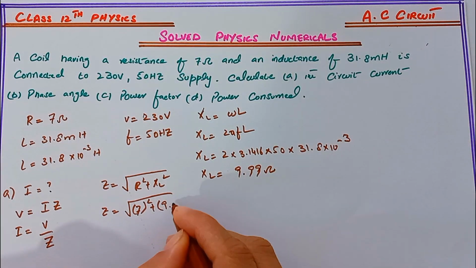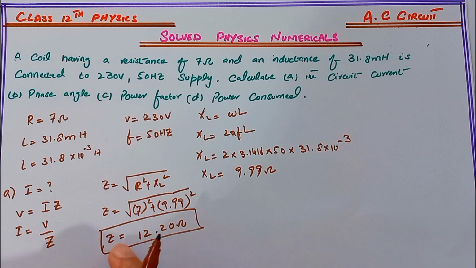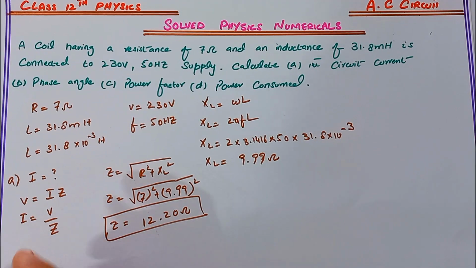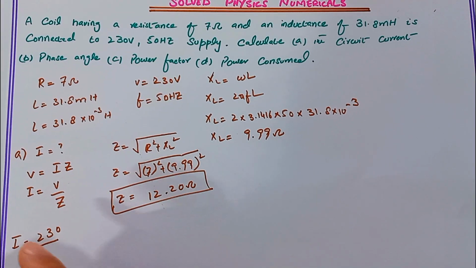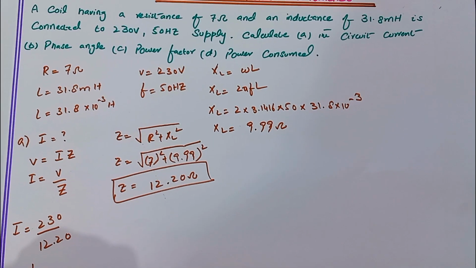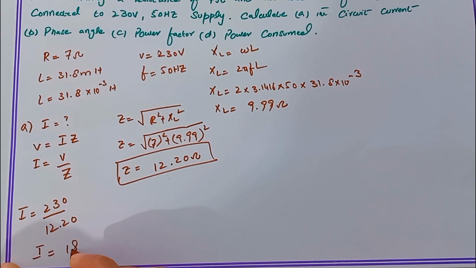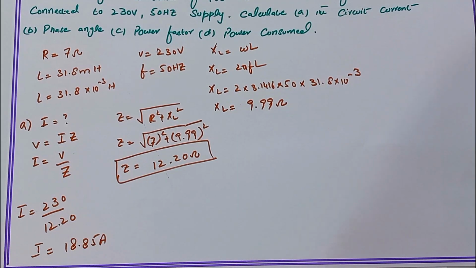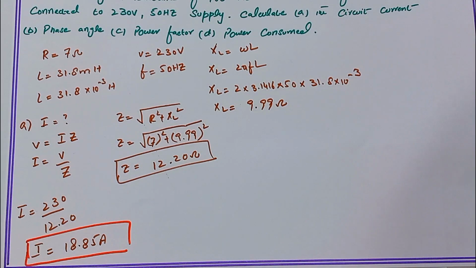Put it in this formula. So it is equal to 7 square plus 9.99 square, so the value of Z is equal to 12.20 ohm. This value is used in this formula. So we find the circuit current I is equal to V, that is given as 230 volt, divided by Z, which we found as 12.20. By dividing, the current becomes 18.85 ampere. That is the value of the circuit current. Here we find the A part.